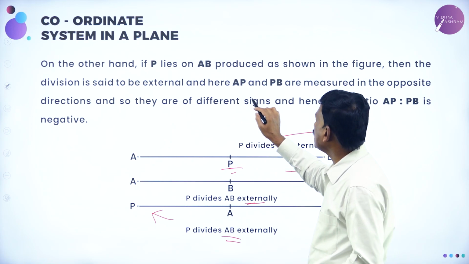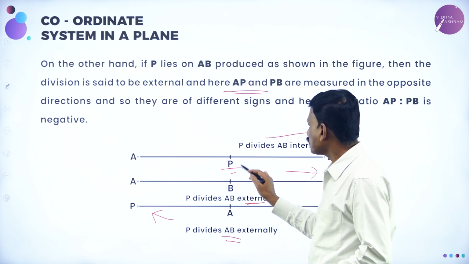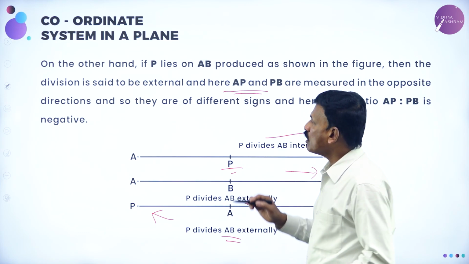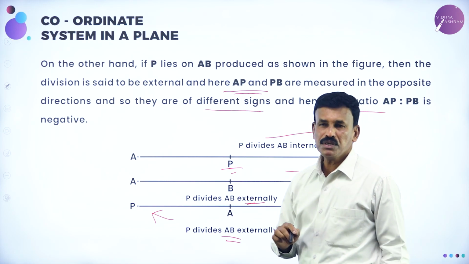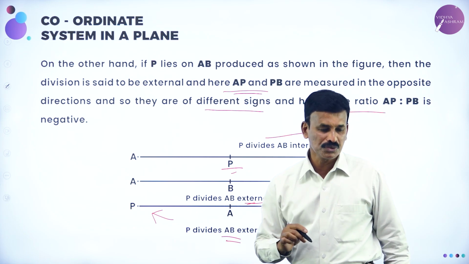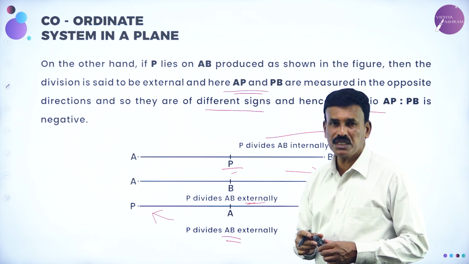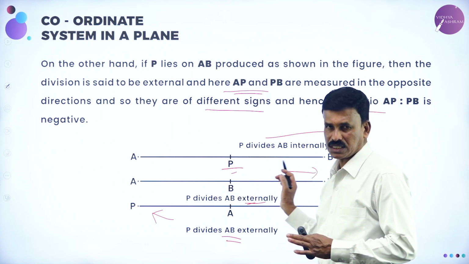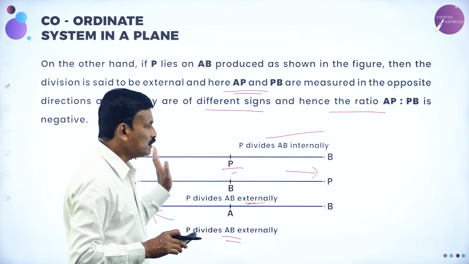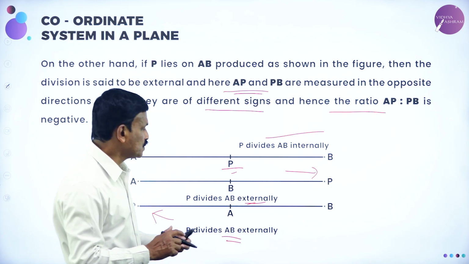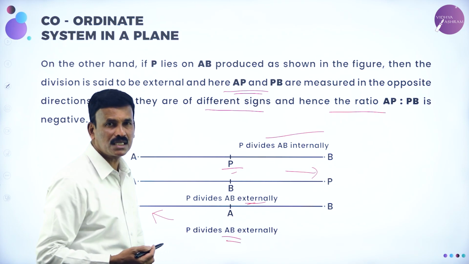In an external division, AP and BP are measured in opposite directions and have different signs, hence the ratio AP is to BP is found to be negative. So if a point P divides AB in between A and B, it is called an internal division. If the point divides outside AB, it is called an external division.